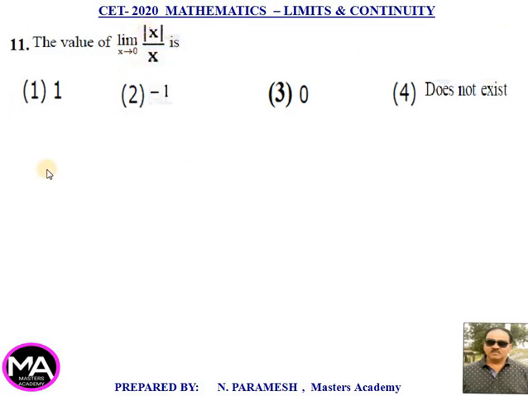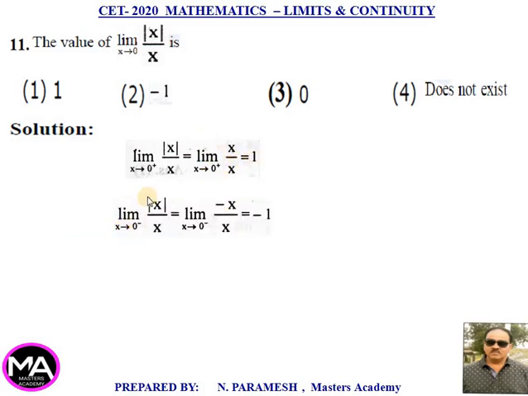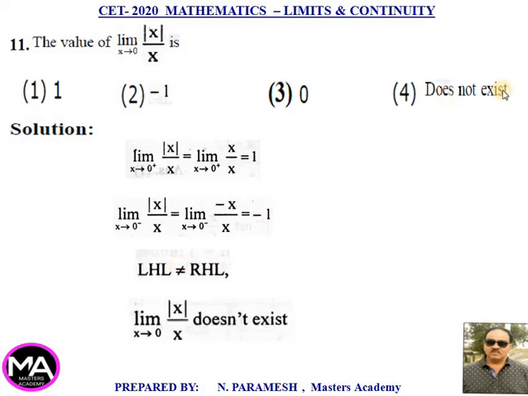11th question, the value of limit x tends to 0 mod x by x is, 4 options are given. Solution: limit x tends to 0 plus mod x divided by x is equal to limit x tends to 0 plus x by x is equal to 1. Limit x tends to 0 minus mod x by x is equal to limit x tends to 0 minus minus x by x is equal to minus 1. Therefore left hand limit is not equal to right hand limit, so the limit does not exist. Therefore option 4th one is the answer.